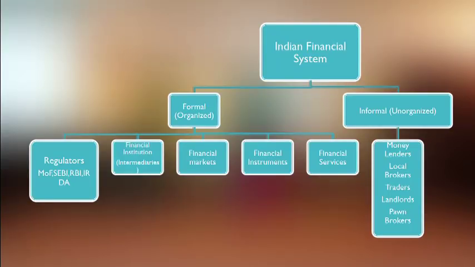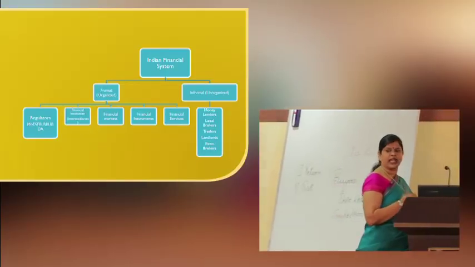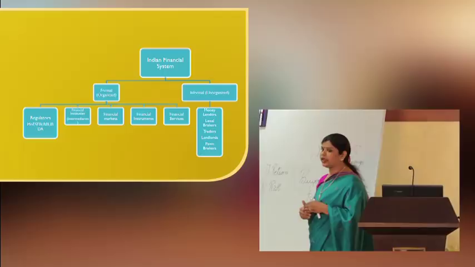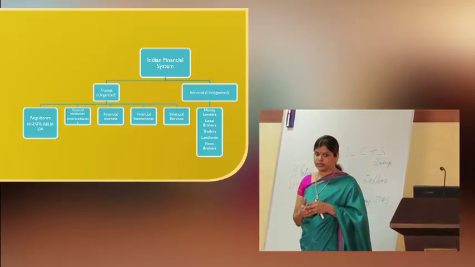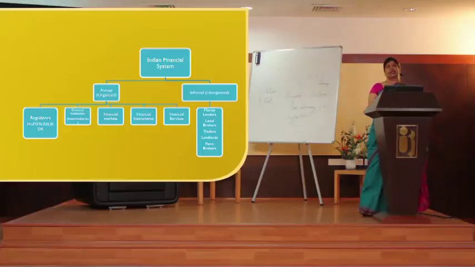So all are collated together to form a formal organized financial system, whereas the unorganized financial system comprises the money lenders, the local brokers, then it can be traders, landlords and pawnbrokers, right? So they are not regulated by any of the regulators. That's the reason they can do things as per their whims and fancies. They can charge exorbitantly for their lendings.